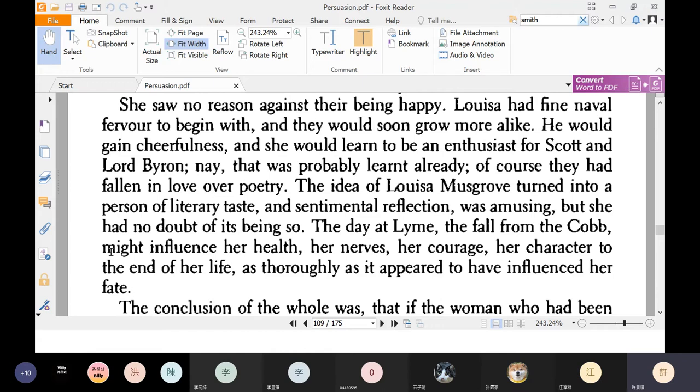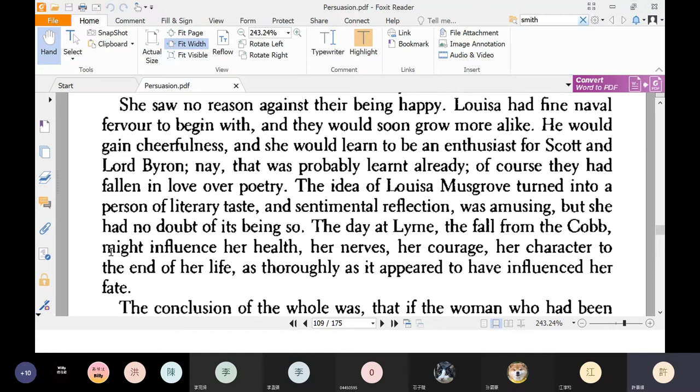But what about these other things? It might influence her health. Yeah, I can see that. Maybe she'll no longer be as healthy as she was before. Her nerves, her mental health. Yeah. Maybe she'll have, I don't know, headaches or dizziness for the rest of her life. Who knows? Her courage and her character. Let's look at these two together. Her courage is part of her character.